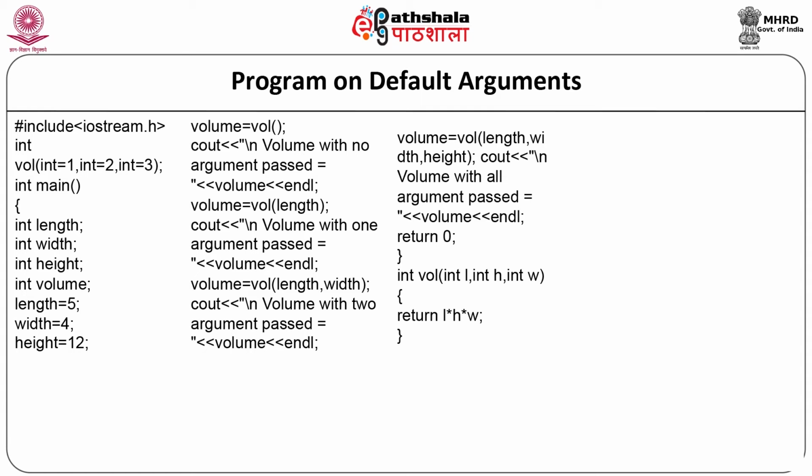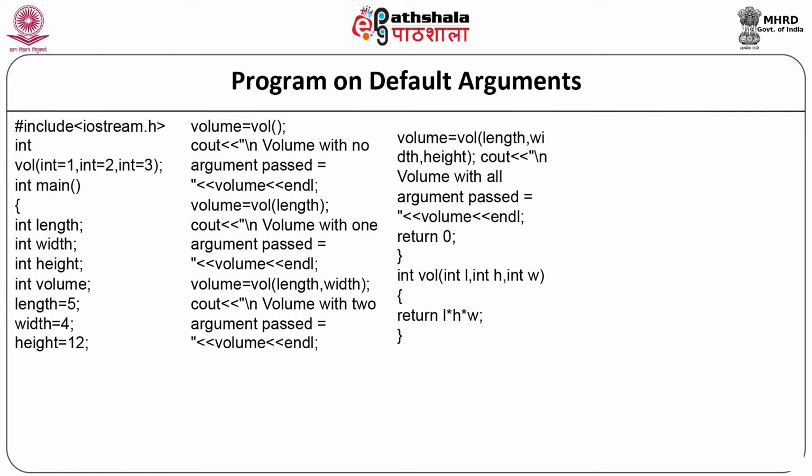Now here, when the parameters are not passed, all 3 default arguments will be taken. We are displaying the values of volume. Next we are calling the function volume with 1 parameter, length. Now we are displaying the values on the screen.